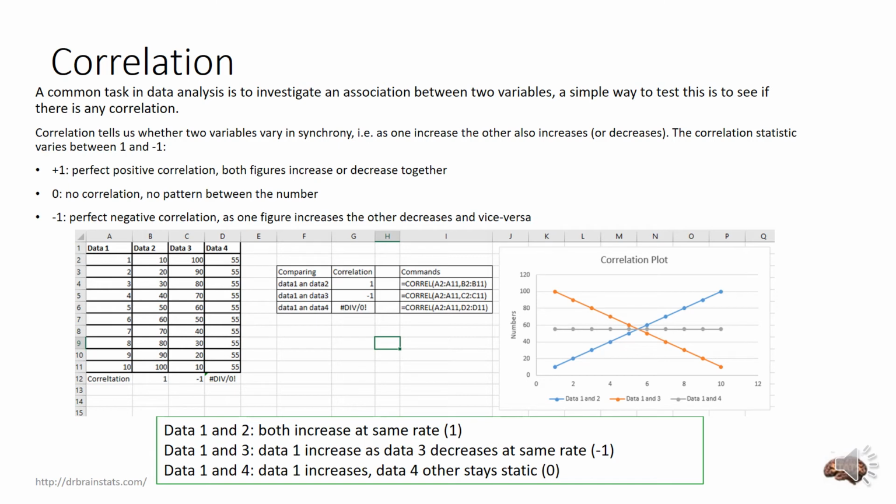And finally, as we see with data 4, the numbers do not change at all. Whereas data 1 does increase, so therefore there's no correlation whatsoever, which gives us a value of 0. But in Excel, because it cannot give us this 0, we get the error mark.